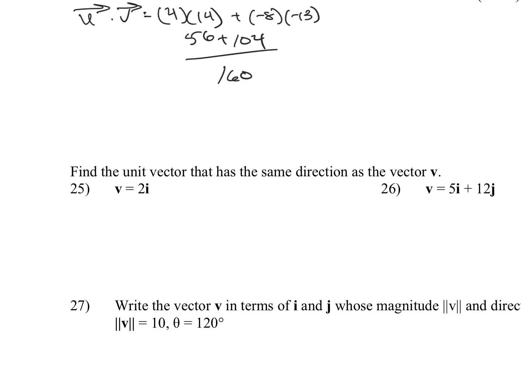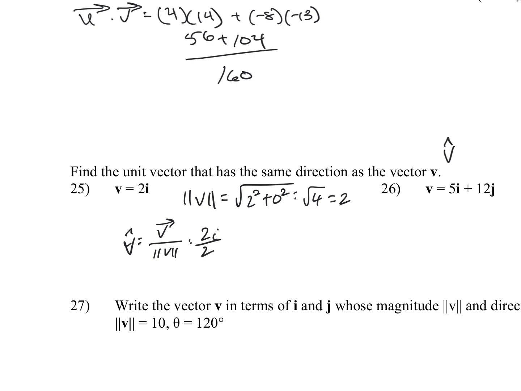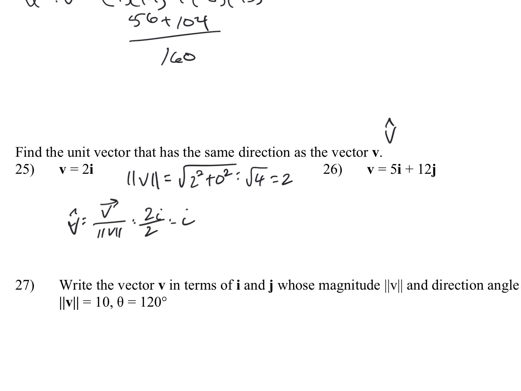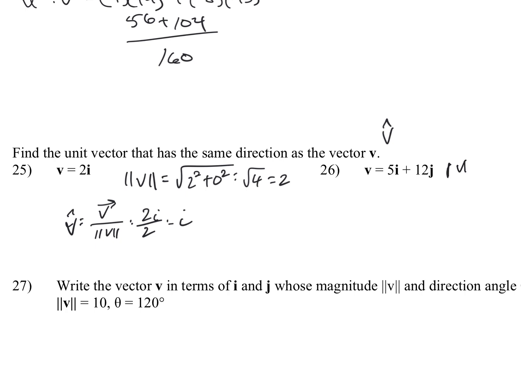For your unit vector, which we normally denote as v hat, you first need to find its magnitude. Now remember, magnitude is its length, so more often than not use the Pythagorean theorem. But for this first one, it's really easy because it's 2 squared plus 0 squared, which technically equals the square root of 4, which is 2. So the unit vector is the vector divided by its magnitude. So 2i divided by 2 is just 1i. In number 26, the magnitude is 13. So to get the unit vector, you do v divided by the magnitude of itself.